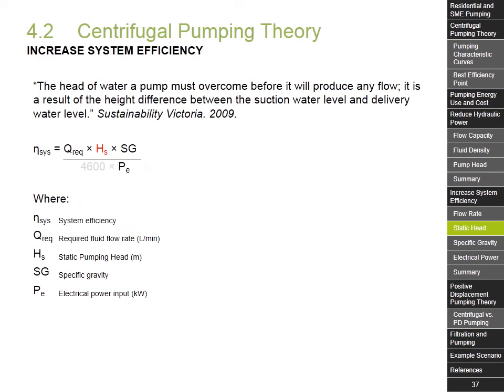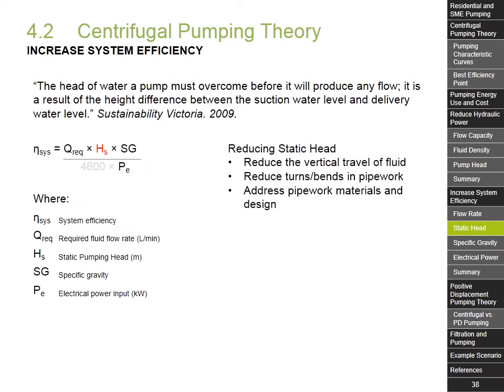Static head is the head of water a pump must overcome before it will produce any flow. It is a result of the height difference between the suction water level and delivery water level. Simply, it is the maximum height or pressure it can deliver. Once installed, there is little room to reduce the static head of a pump. However, increasing pipe sizes, using appropriate materials, addressing demand, or even reducing the density of a fluid will affect the ability of a pump to move that fluid.